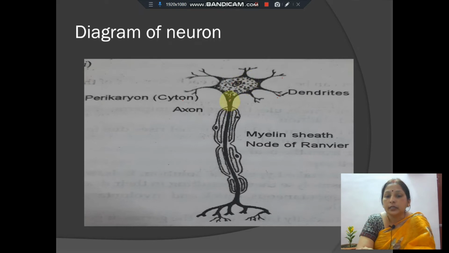Then this is the axon part of the neuron, and it is covered by the myelin sheath. The gaps between these cells are the node of Ranvier.